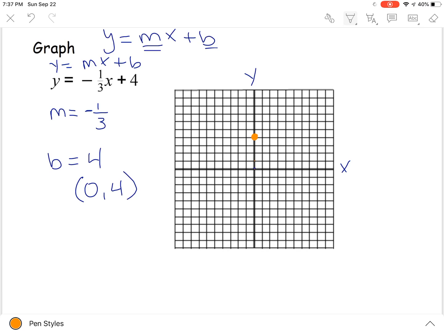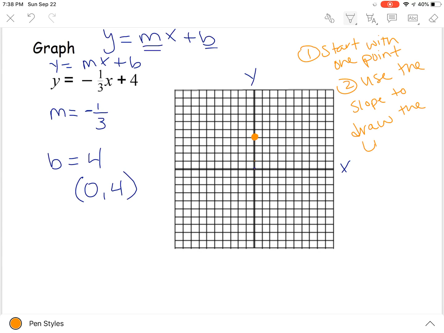Now that we have a point on the graph, you always start with 1 point you know is on the graph. And then you can use slope to draw the rest of the line. So we are going to use the slope to draw the rest of the line. Okay, you need at least 2 points in order to be able to draw a line. You can have more points, but you need at least 2 in order to be able to draw it.